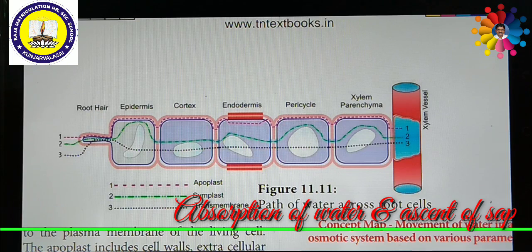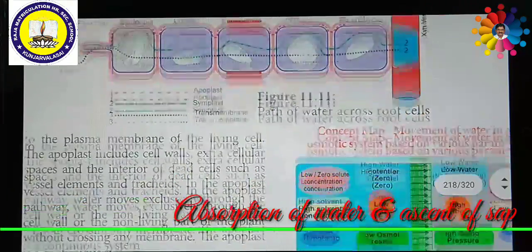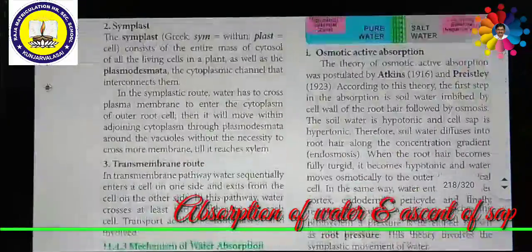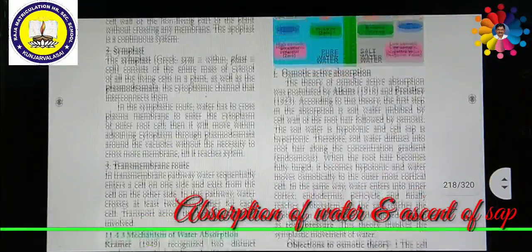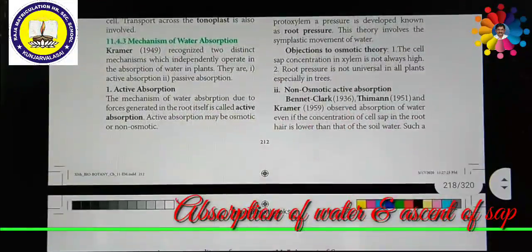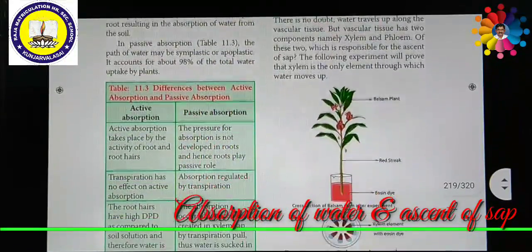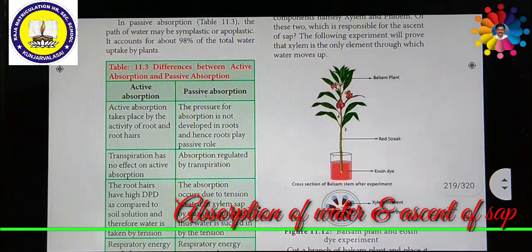That's all about active and passive absorption. Now we are going to see another concept called ascent of sap. So far we have discussed how water moves from soil to the root hair. Then it moves from root hair to xylem, through the epidermis, then cortex, then endodermis and pericycle. So it moves little by little and finally reaches the xylem.